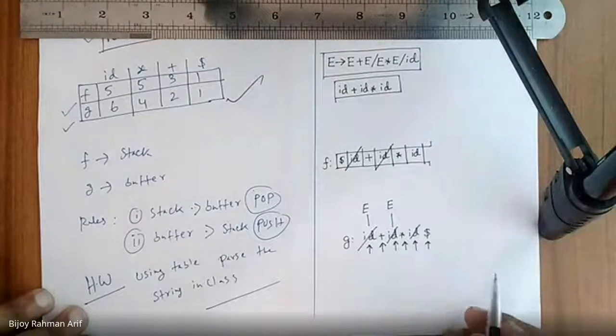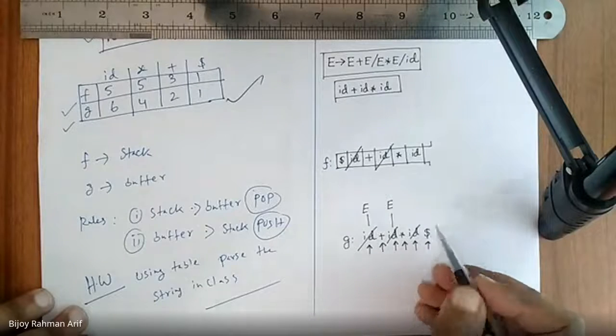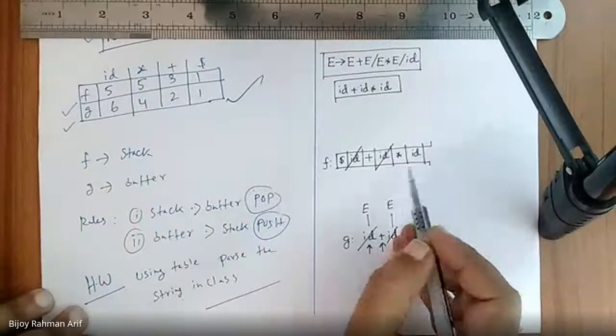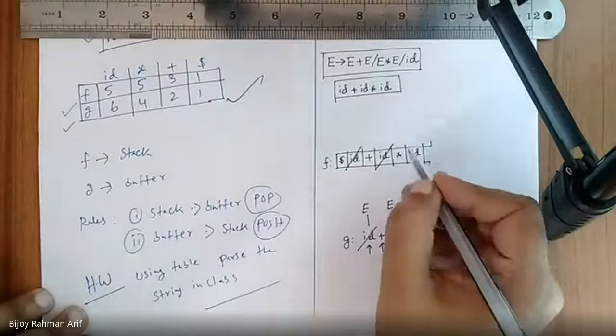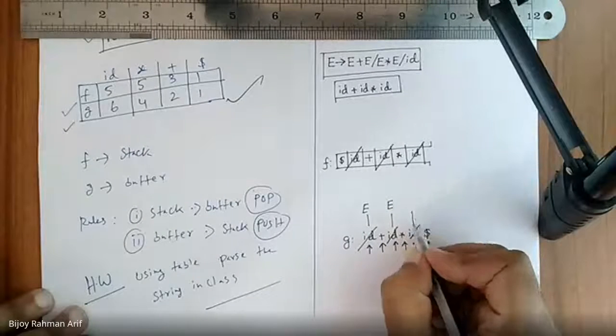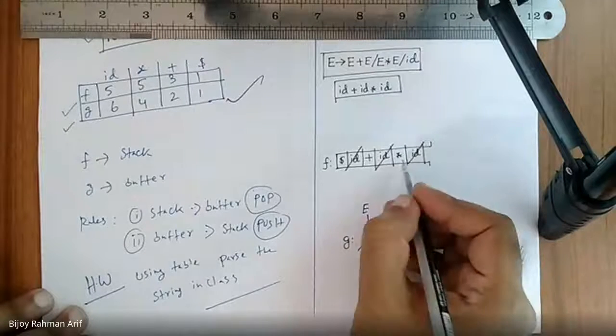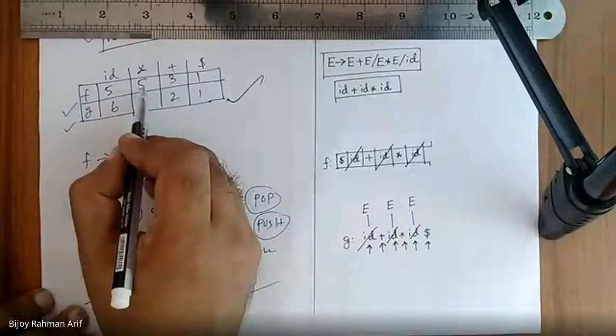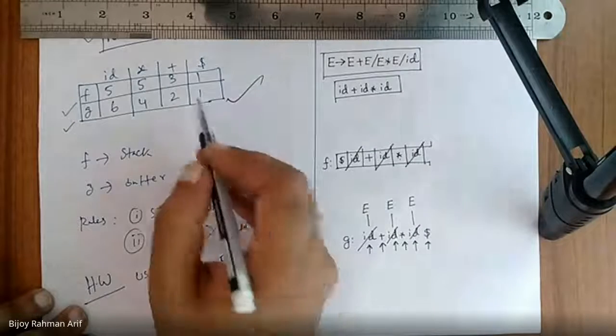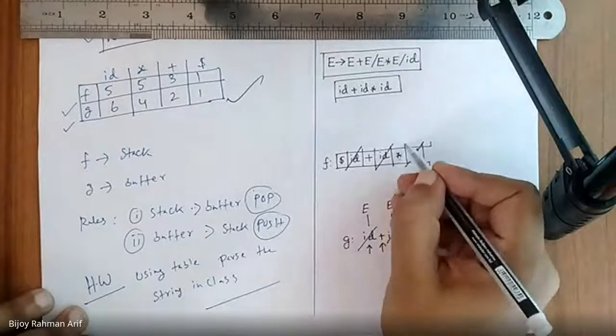I'm going to push. Then here I have G dollar. G dollar is 1 and F is 5. So I'm going to pop. It would become E. Then I have F star. F star is a value of 5 and G dollar is a value of 1. Which one is bigger? So I'm going to pop.